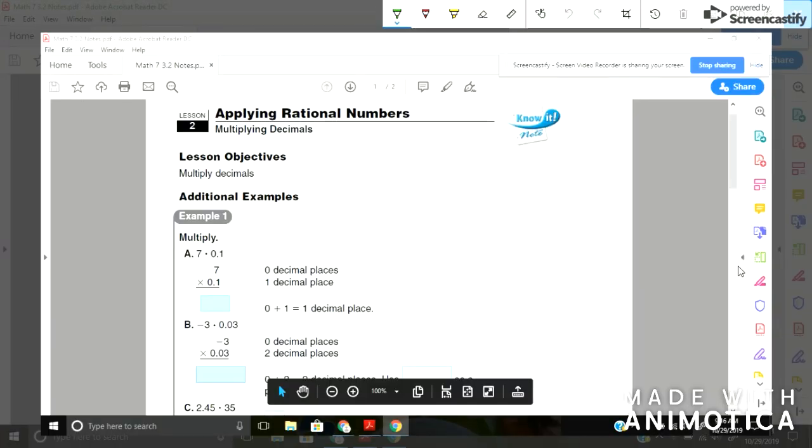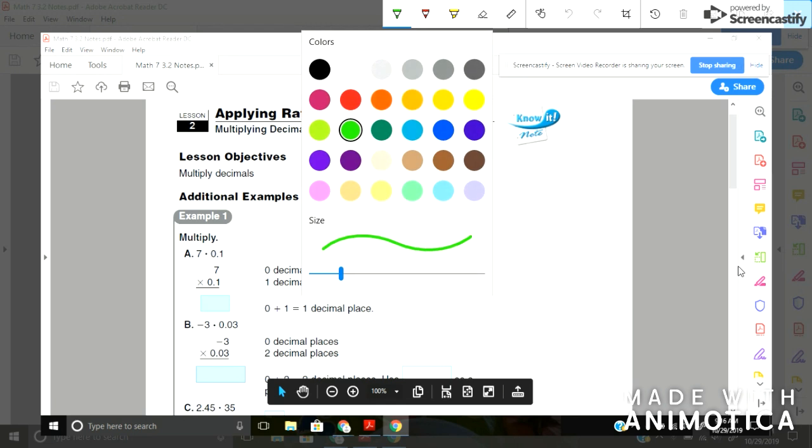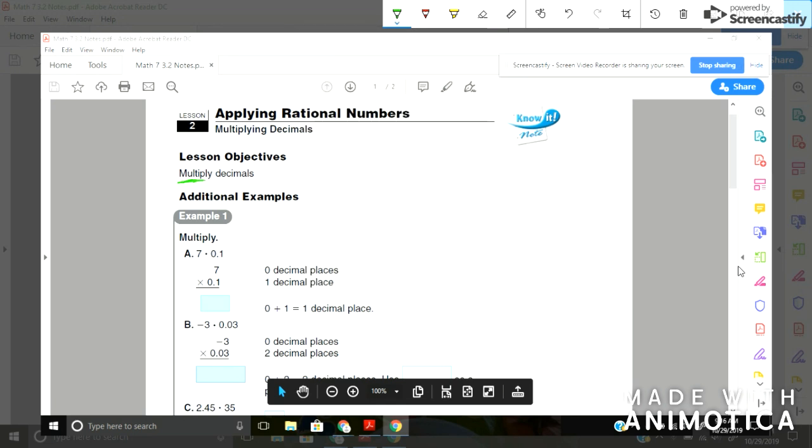Welcome to 3.2 today. We've got multiplying decimals in today's lesson. Hopefully, this is a little bit of a review, and hopefully, you've seen this before, but if not, that's okay. I'll teach you for sure how to do it today. Again, our lesson objective is to be able to multiply decimals.